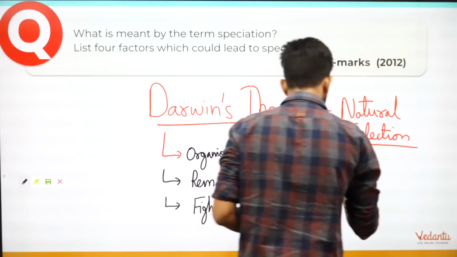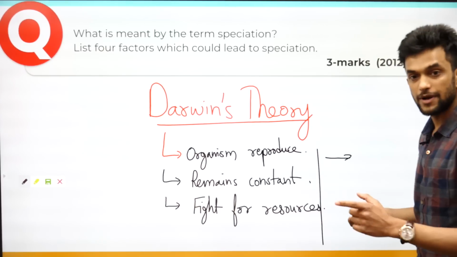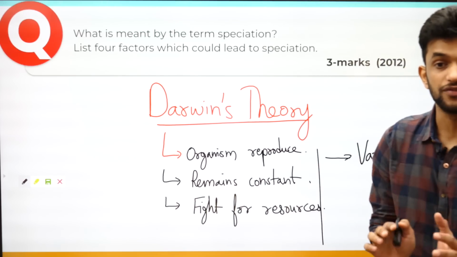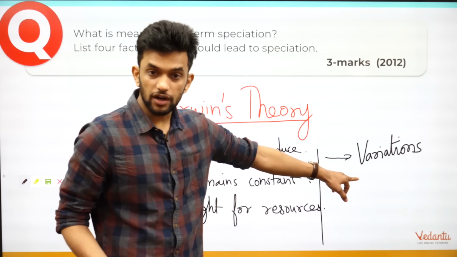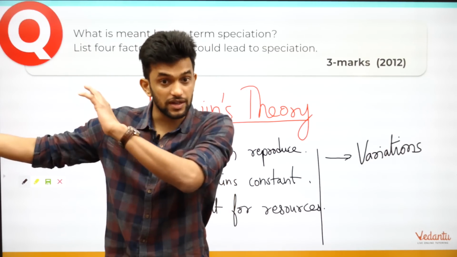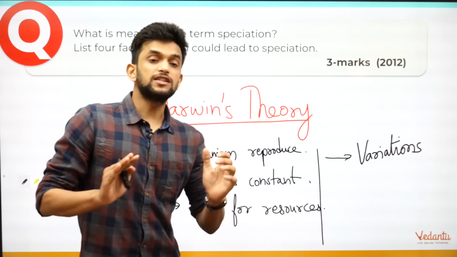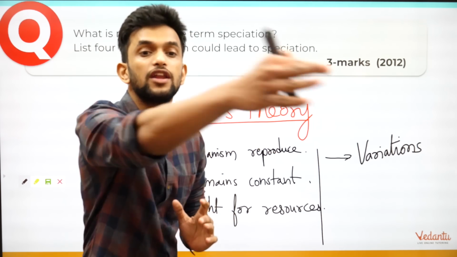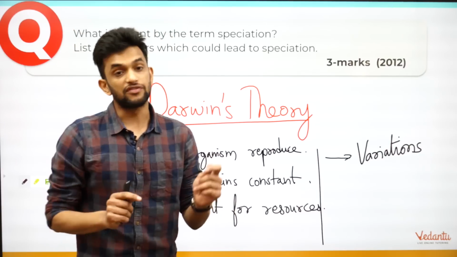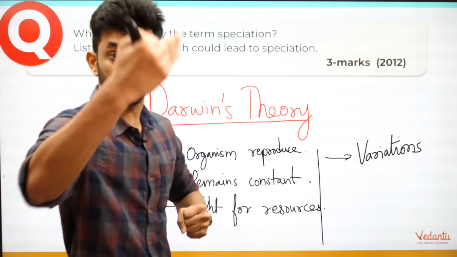Now what happens because of this fight? There are variations among organisms of the same species. What do I mean by variation? I am different, Harsh sir is different, Abhishek sir is different, Nazma ma'am is different. We are all the same species, human species, but we have certain variations. This variation helps us survive over others. Whoever has a variation which helps them survive will pass it on to the next generation.